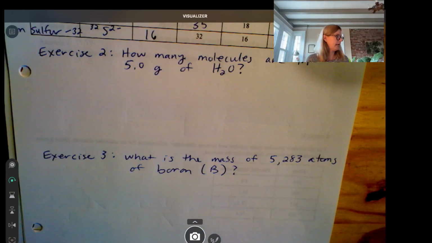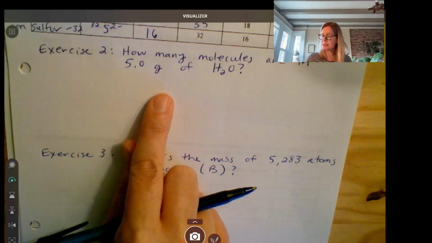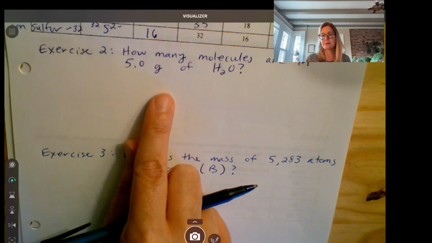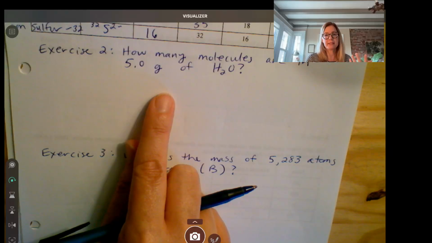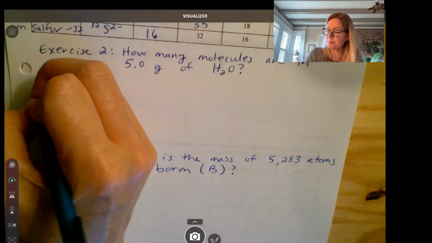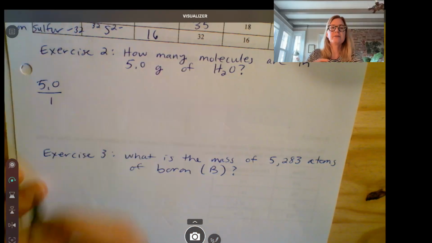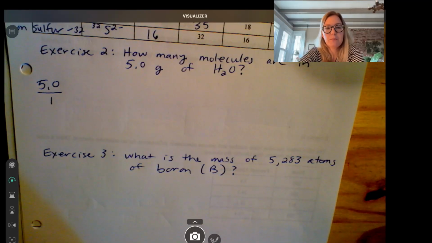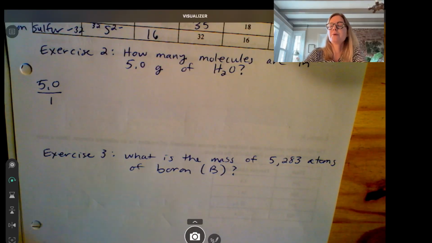Okay? And these are just a review of converting between particles and moles and grams, okay? So this first example, how many molecules are in 5 grams of H2O? So like we said, we always start out by putting what they give us over 1. Here's the mistake a lot of people make, okay? They just put 5.0 over 1, and then they're like, what do I do next? You can't just put 5.0.